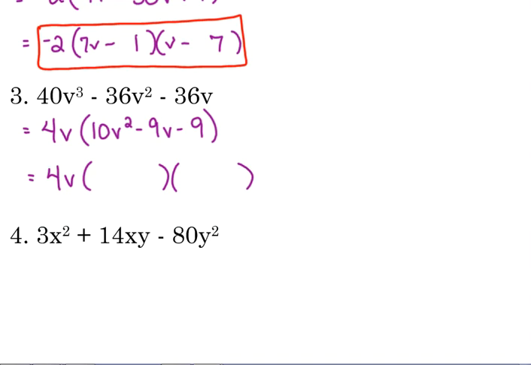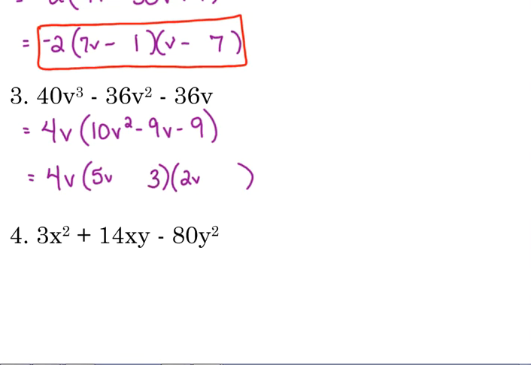This time for 10v squared, we've got a choice. There are two factors that will give us 10. We've got 5 and 2, and we've got 10 and 1. Usually, I start with the 5 and the 2, the ones that are a little bit closer together. So if I've got 5v times 2v to give me 10v squared, factors of 9, I've got 9 and 1, and I've got 3 and 3.